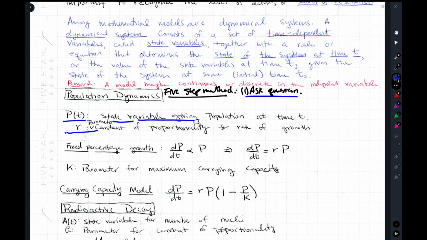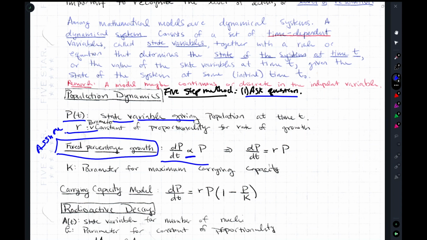And we'll make some assumptions. For example, we could assume fixed percentage growth, that the rate of change of the population is proportional to the population that's currently there. This symbol means proportional to. That's an assumption we make. Is that a good assumption? Well, only if there are abundant resources. This will lead to exponential growth.